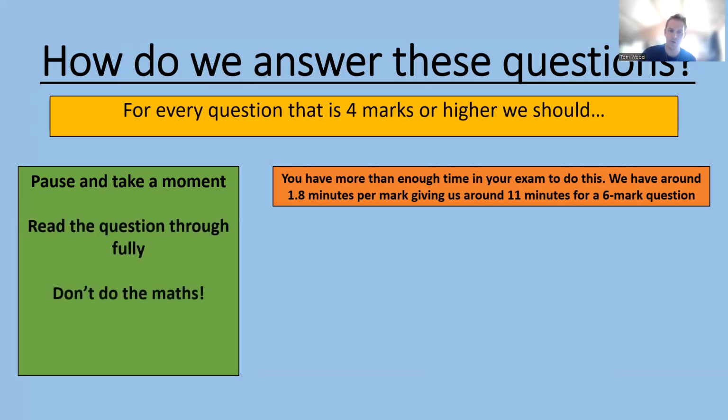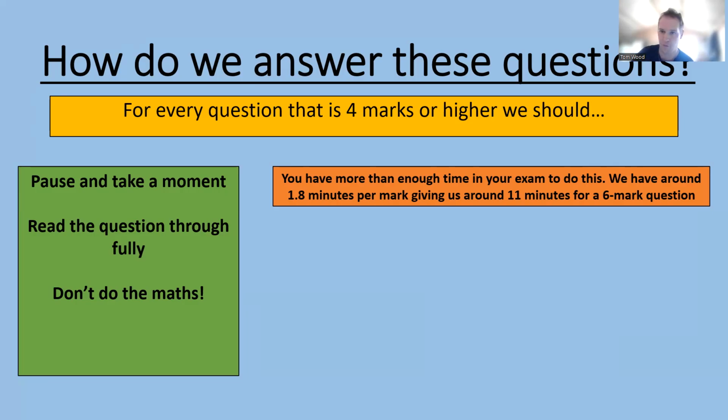Read the question through fully and do not do the maths. So when the problem comes up, we're just going to pause. We're going to read the whole question. We're not going to start jumping in and doing bits. Sometimes the 4, 5, 6-mark questions are very linear. So it might just be that I can clearly see I'm going to do this, then this, and there's my answer. With that being said, some of them are not linear. And this is where people tend to get a little bit stuck.